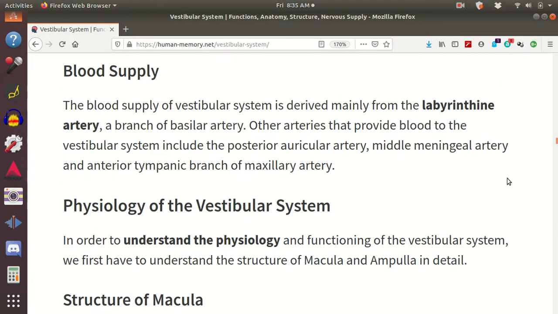Blood supply. The blood supply of the vestibular system is derived mainly from the labyrinthine artery, a branch of the basilar artery. Other arteries that provide blood to the vestibular system include the posterior auricular artery, middle meningeal artery, and the anterior tympanic branch of the maxillary artery.